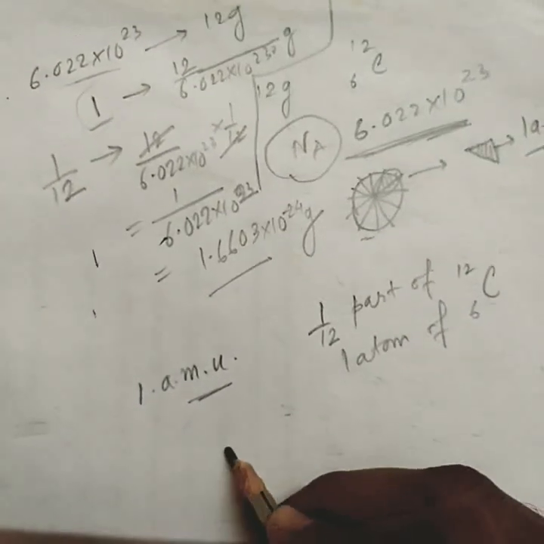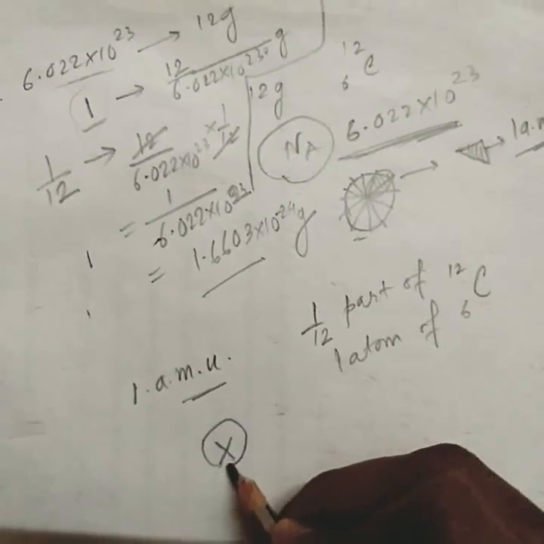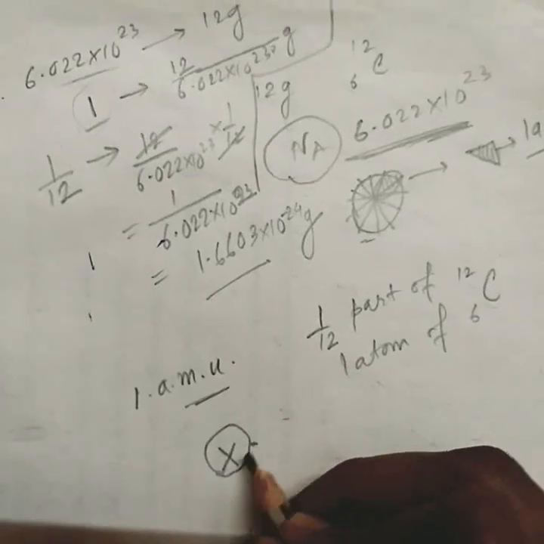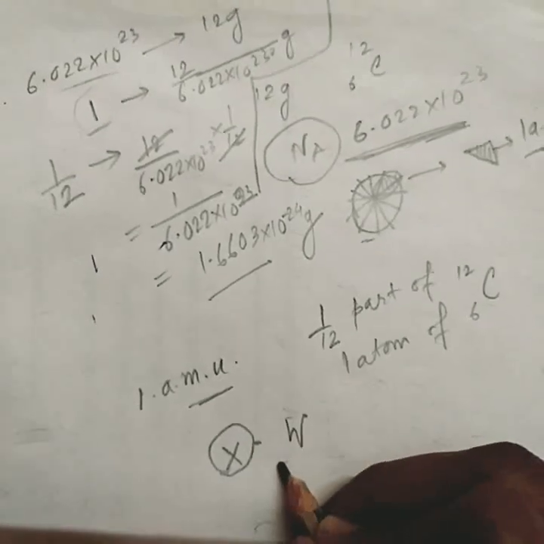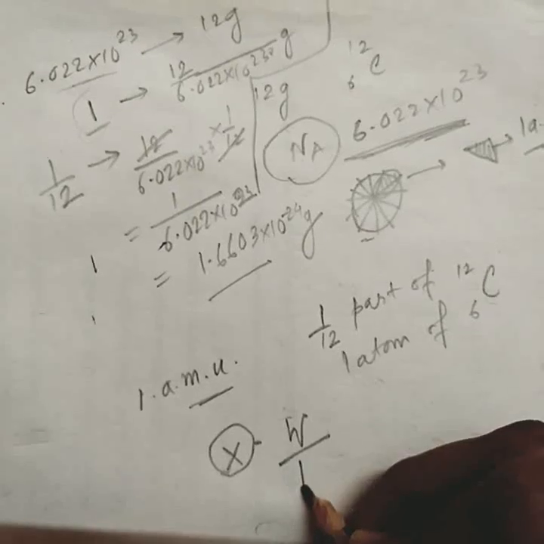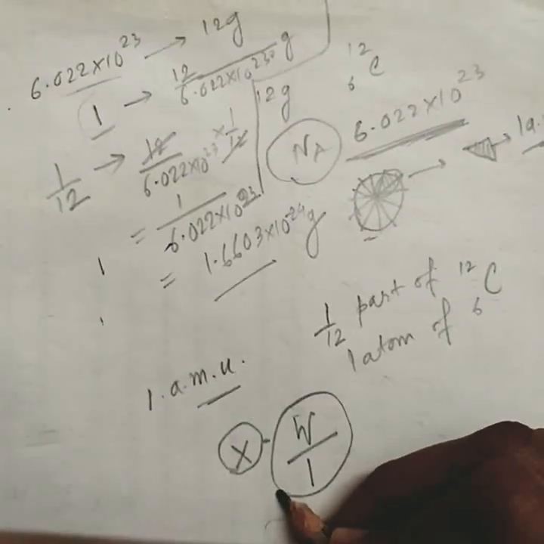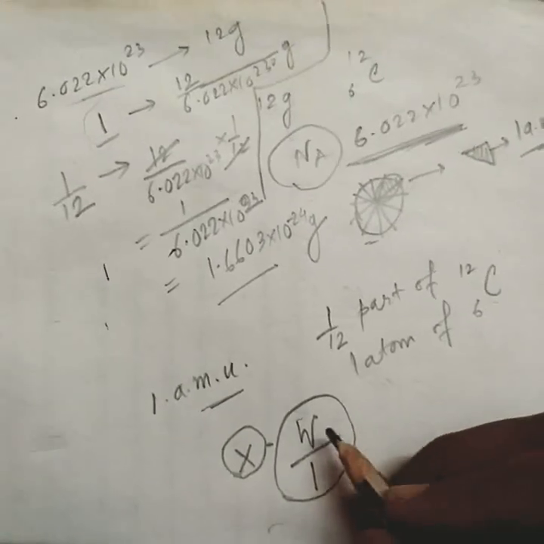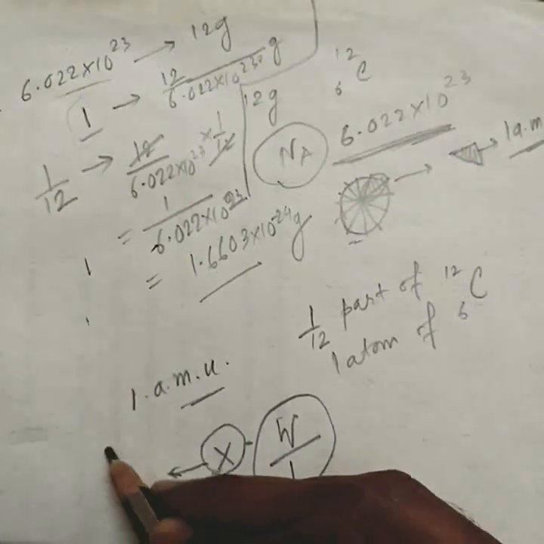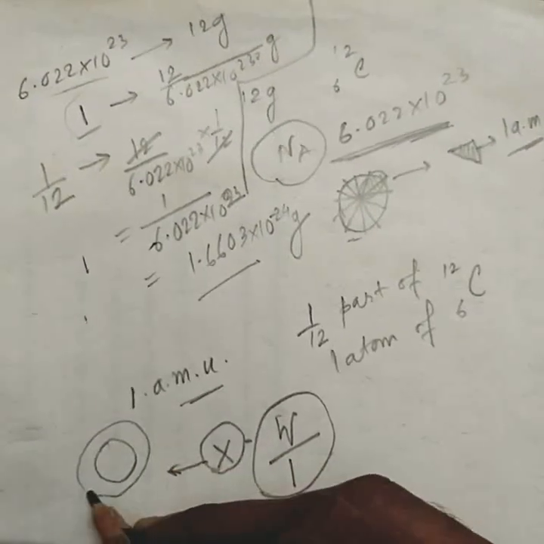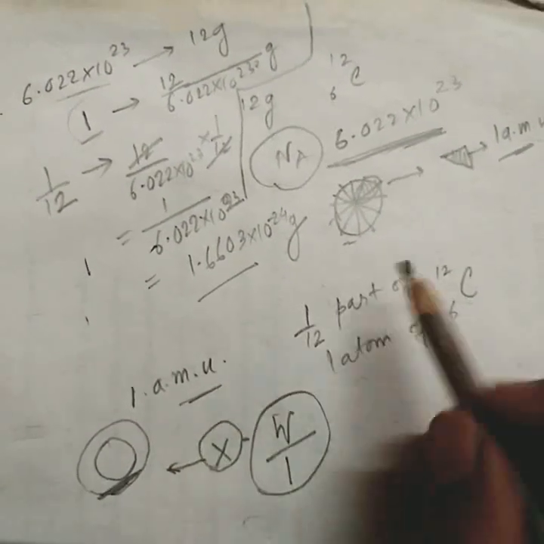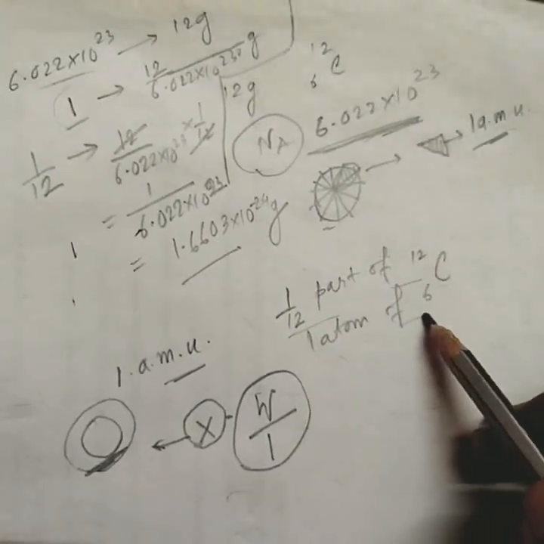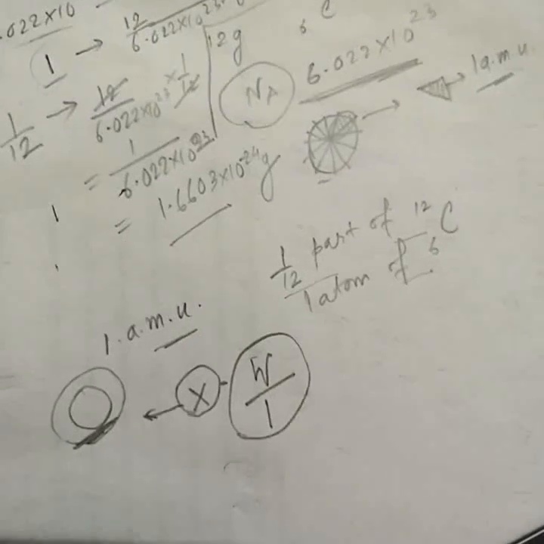Now suppose you have got an element X. We do not know what element is this. Now if you find out that this atom weighs W, which is W by 1 times more, then this is called relative atomic mass unit. Here we are simply finding out that one atom of this X, only one atom of X, is how many times heavier than 1 by 12th part of this carbon isotope. Okay, just understand this with the help of an example.